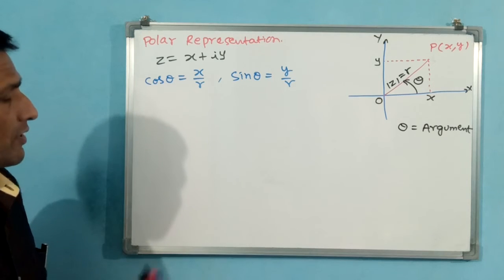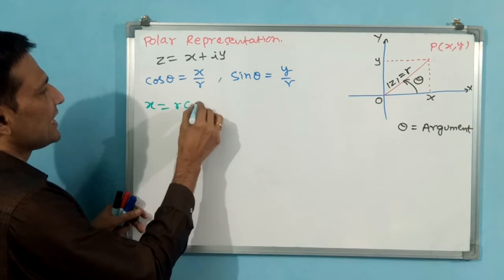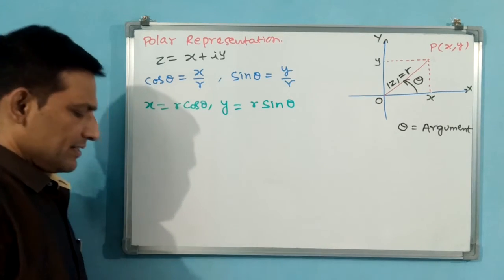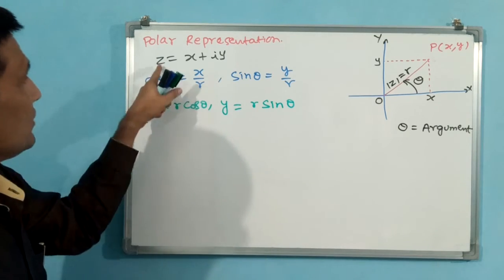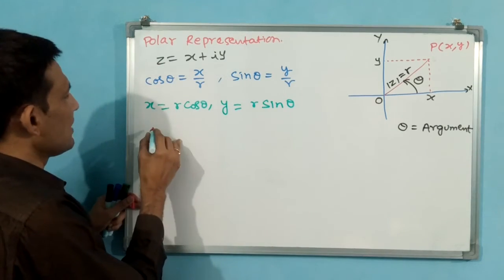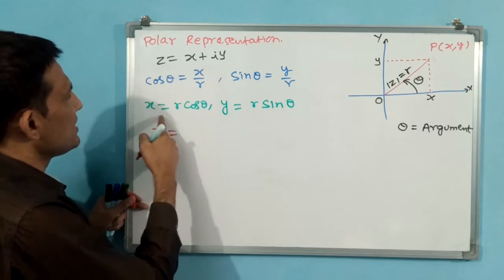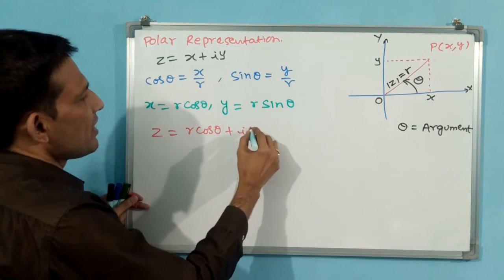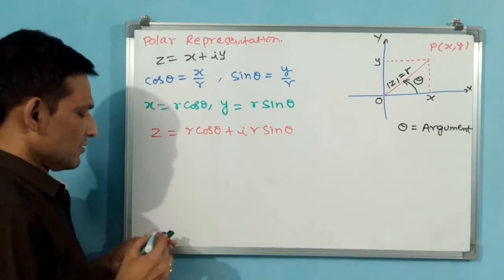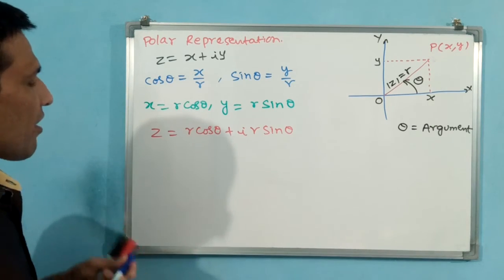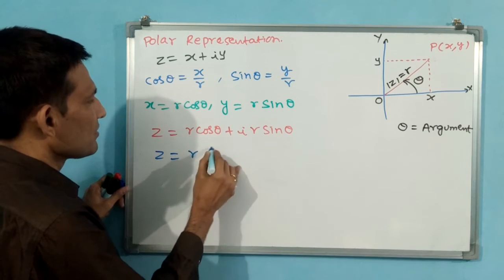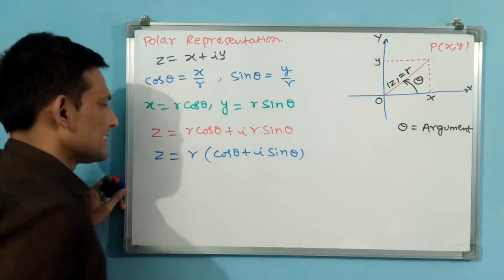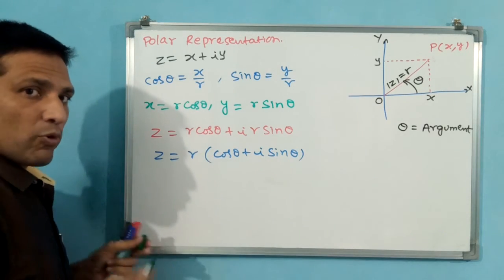Now what is x? x is equal to r cos theta. Then what is y? y is equal to r sin theta. Is it correct? Definitely these are correct. Now you see, z is equal to x plus i y, the standard form we already have. Again I am writing in the standard form. z is equal to, for x I am writing r cos theta, plus i, for y I am writing r sin theta. Now r is common, let us take r out: r times cos theta plus i sin theta. Now this is polar representation.